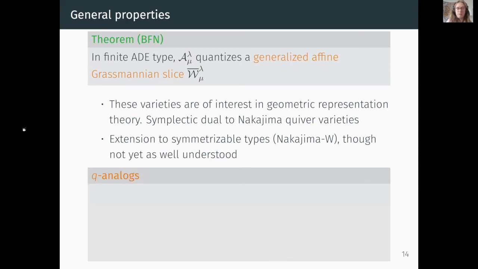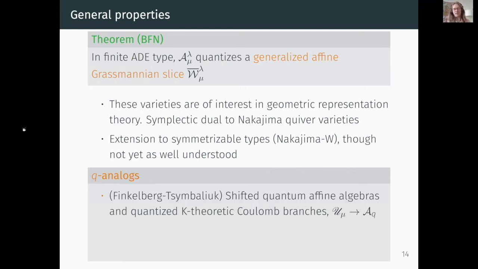Another thing that's probably interesting to people is that there are Q versions of all of this, because the Coulomb branch is defined as homology of something. Instead, you can take K-theory. And if you do that, you can also replace the Yangian with a quantum loop algebra or a quantum affine algebra. And this is exactly what was done by Finkelberg and Tsymbaliuk.